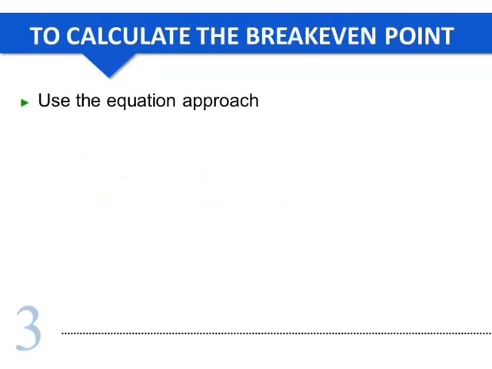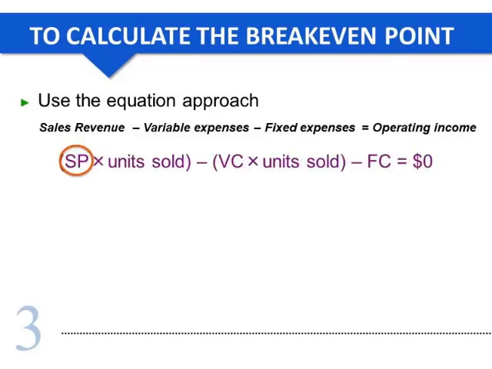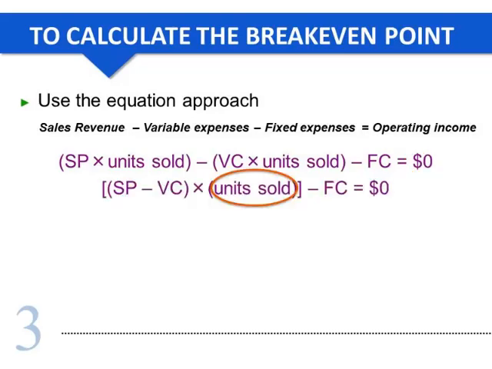Think about the contribution format of the income statement and the profit equation that is embedded in the income statement. As you recall, sales revenue minus variable expenses minus fixed expenses equals operating income. How might we use this equation to calculate the break-even point? If we know the sales price per unit, the variable cost per unit, and total fixed expenses, we can fill in those values and set the profit equation equal to 0. Solving for the number of units will give us the break-even point in terms of sales volume.